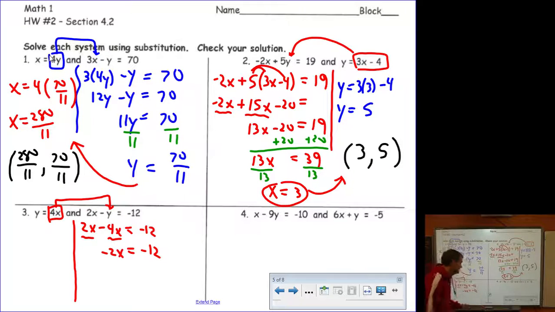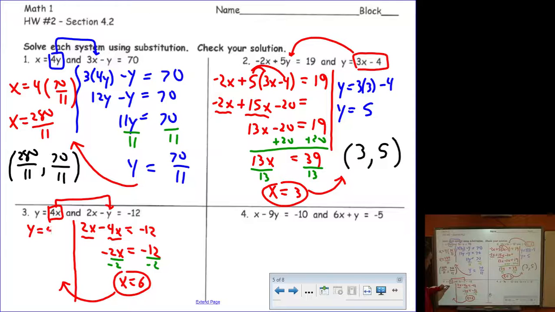And if I divide both sides by negative 2, I would end up with x equals 6. And I can substitute that back into the first equation and get the y value. Y would equal 4 times x, which would be 4 times 6 now, or y would be 24. So my final answer would be x equals 6, y equals 24.